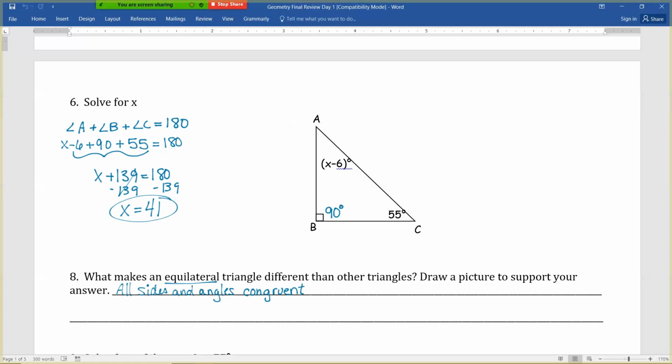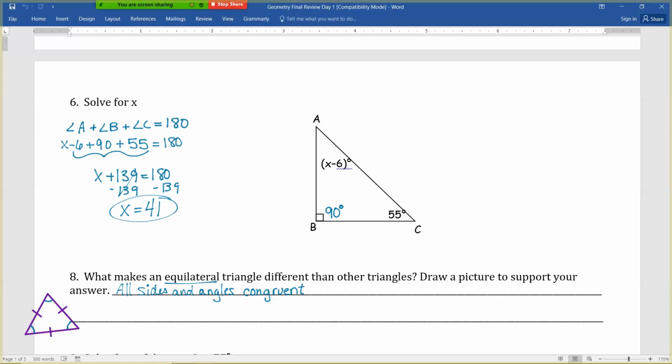If I draw a picture to support that, I'm going to draw an equilateral triangle. Where can I draw it? I'm going to draw it out here. So there's my equilateral triangle. You must show me that this is congruent to this, which is congruent to this. There's all three sides congruent. And then I'm going to do the same thing. This angle is congruent to this angle and is congruent to this angle. So I've marked all three sides congruent, all three angles congruent in my diagram.